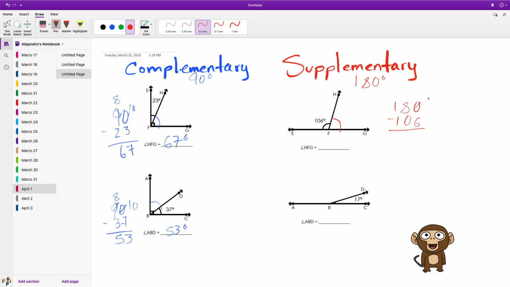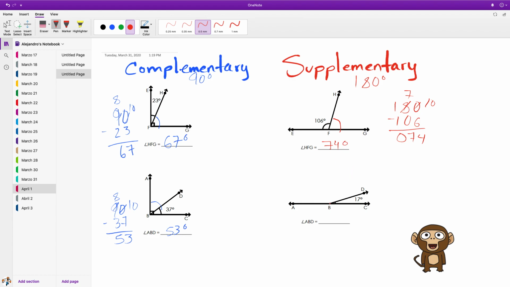So the 0 becomes a 10, the 8 becomes a 7, right? So 10 minus 6 is 4. We bring down the 7. 1 minus 1 is 0. So guys, the measure for HFG measures 74 degrees. Let's go ahead and do the last one.